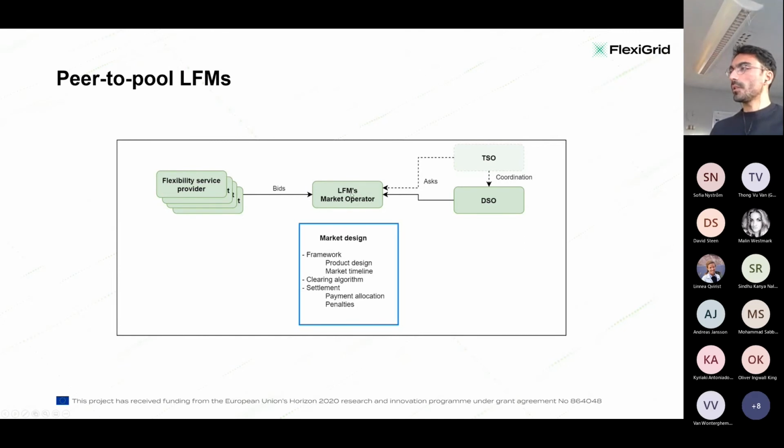submit their bids. And then when we are designing the market, as Sophia mentioned briefly at the end, we have to decide on the product design, on the market timeline, on the clearing algorithm. Clearing algorithm is basically whose bid is getting accepted or rejected and based on what criteria. And settlement, like how do we verify if the service is delivered or not, and also deciding on who will pay how much and who will get paid how much, and the penalties, etc.